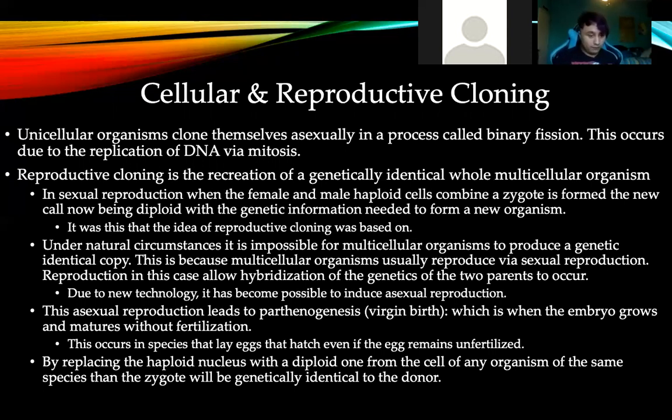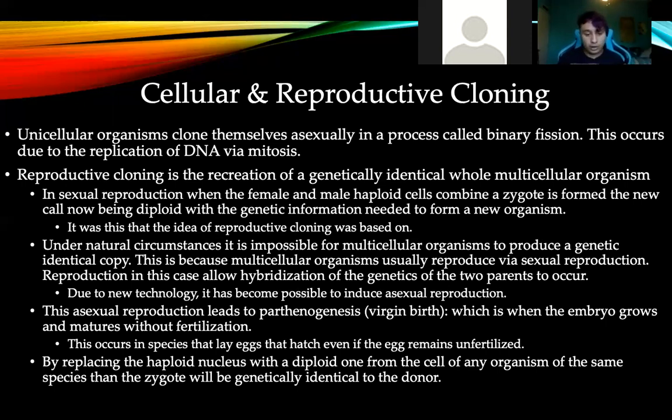Okay, now for reproductive cloning, this kind of cloning is the recreation of a genetically identical whole multicellular organism. It differs from regular sexual reproduction, as the cells in sexual reproduction are both haploid and then combine the different genetic information of both parent organisms. Under natural circumstances, it is impossible for multicellular organisms to produce a genetically identical copy of an organism. Like I just said, this is because through sexual reproduction, the hybridization of the genetics from the two parent organisms is not a direct copy of either. It is a combination of both.